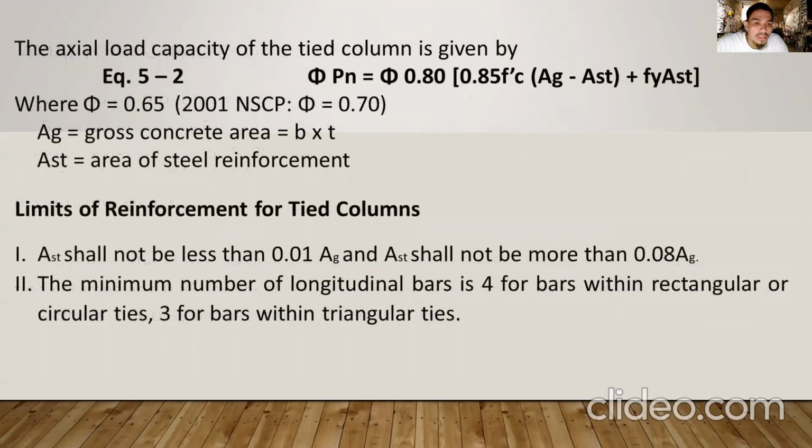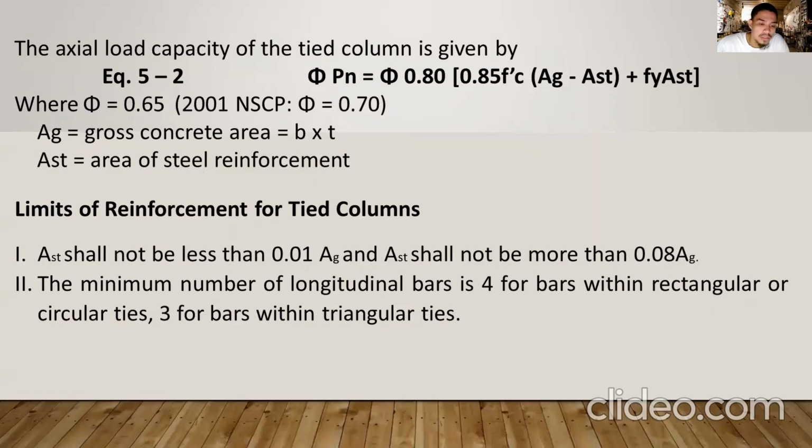The axial load capacity of a tied column is given by this formula. So, that is the computation for the axial loads, same as earlier. AG is the gross concrete area and rho is the area of steel reinforcement, which means the limit of reinforcement for tied columns.